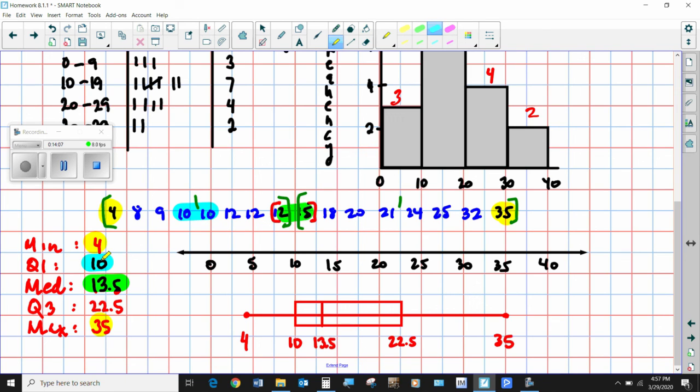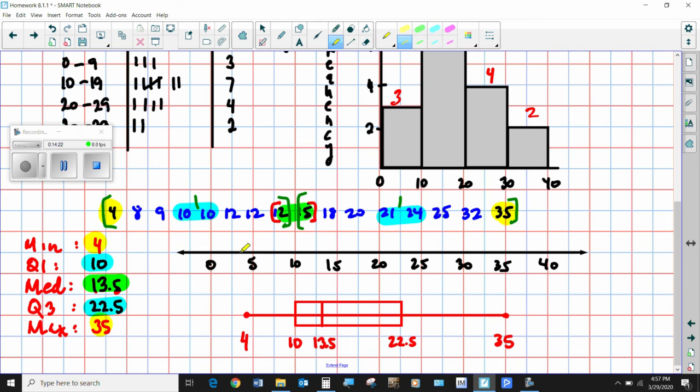So that makes it easy for the first quartile. And then 1, 2, 3, 4, 5, 6, 7, 8. You've got 2 in the middle there. What's the halfway point between 21 and 24? 22.5. So put those numbers on the number line.